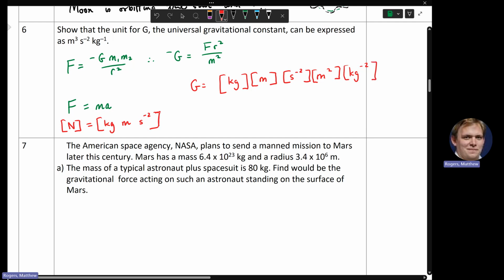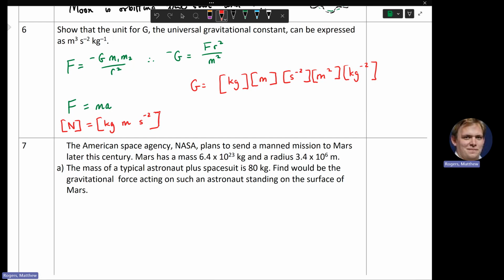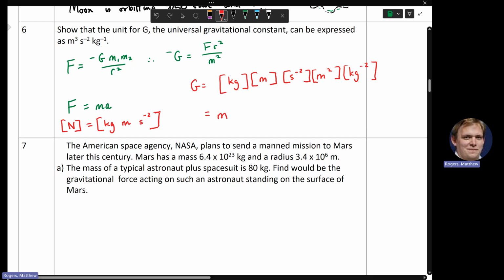And then I just need to gather them together. In terms of meters, I've got a meter here and a meters squared here, so this gives me my meters cubed I was looking for. The seconds, I've only got one, so seconds to the -2, and then I've got a kilogram and a kilograms to the -2, so that gives me my kilograms to the -1. So the units of G can be expressed as meters cubed, seconds to the -2, kilograms to the -1.